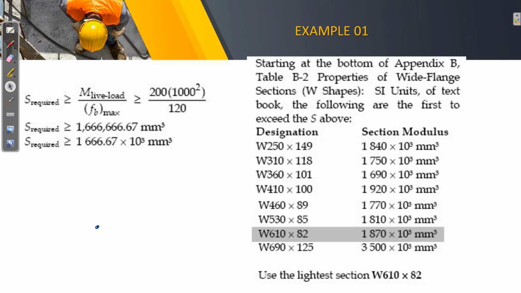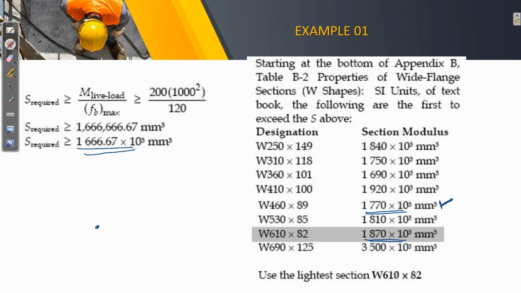So as we can see in the table, we can select a value greater than this. You might ask, why not this? Because this is less than this one. Okay, and in fact 1770 is next to your requirement. And why do I have to choose this one?